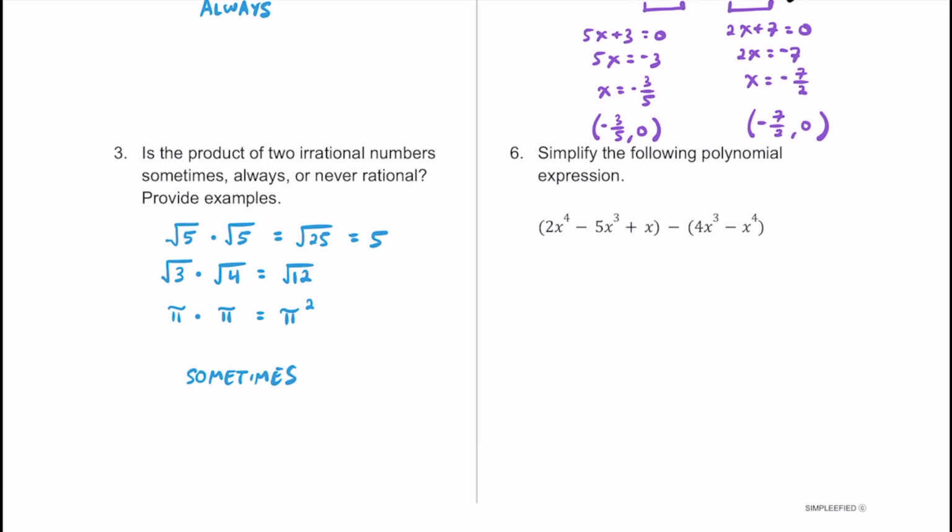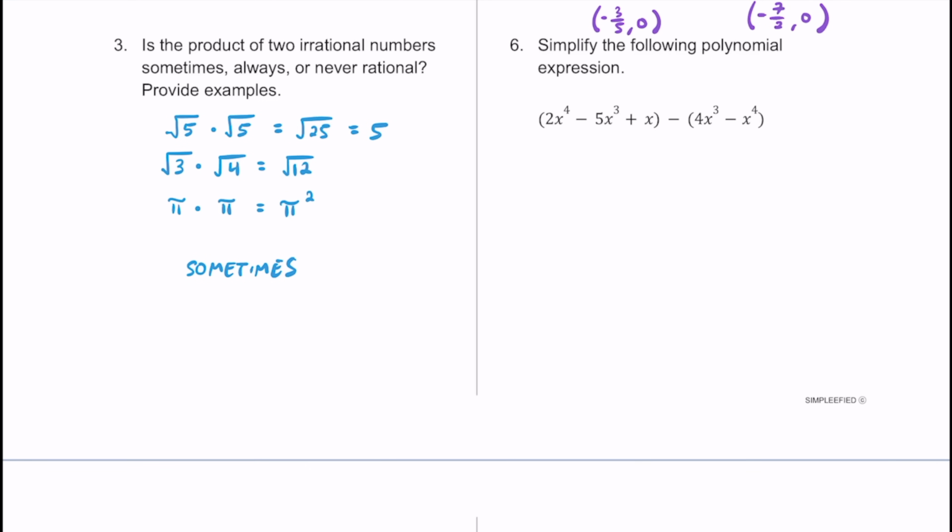All right, here is number 6. For number 6, we're going to simplify this polynomial expression. Keep in mind that when we are subtracting, there is going to be an invisible negative 1 in front of the second parentheses, that's going to be distributed amongst these two terms inside here. So expanding this, we're going to have 2x to the 4th power minus 5x to the 3rd power plus 1x. I'm just going to write x though.